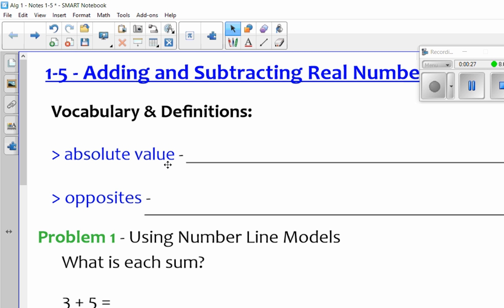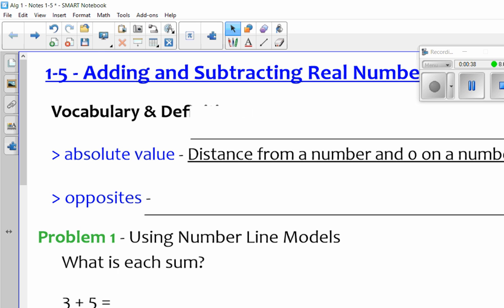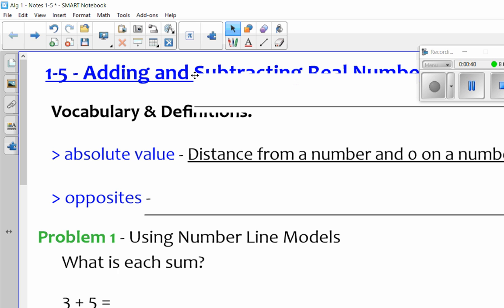Got a couple definitions here. We have absolute value. Absolute value and opposites are going to be kind of working together a little bit. So let's take a look at the definitions. For absolute value, it's a positive number, and distance is always positive. Okay, so distance from a number and 0 on a number line.